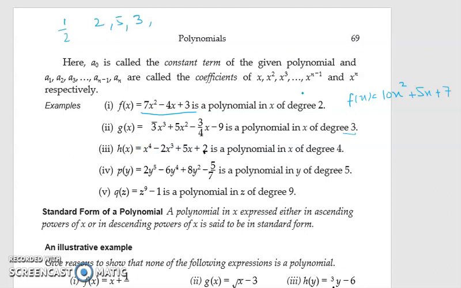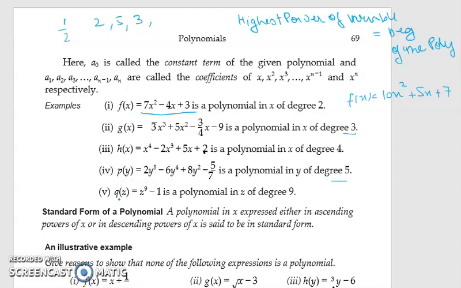So keep this in mind: the highest power of the variable is equal to the degree of the polynomial. Keep this in mind, students. Now py. What is the variable here? y. You can clearly see all these expressions are in y. And what is the highest power? 5. So the variable is y and the degree is 5.